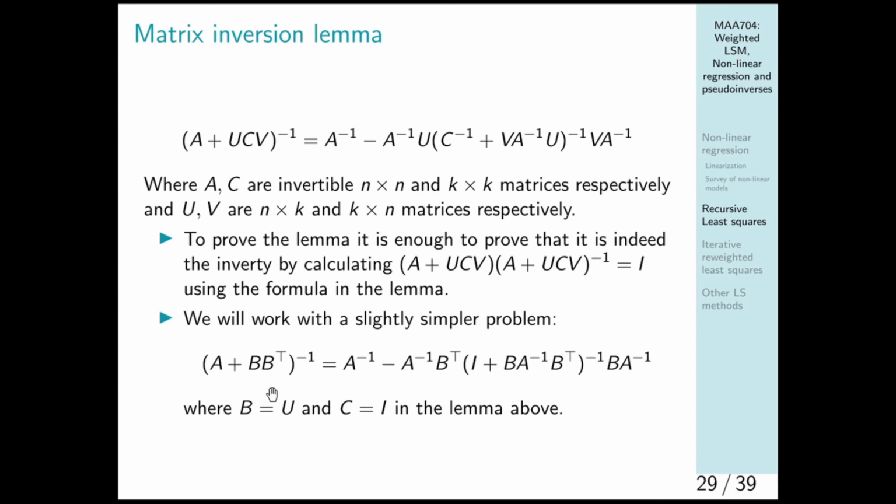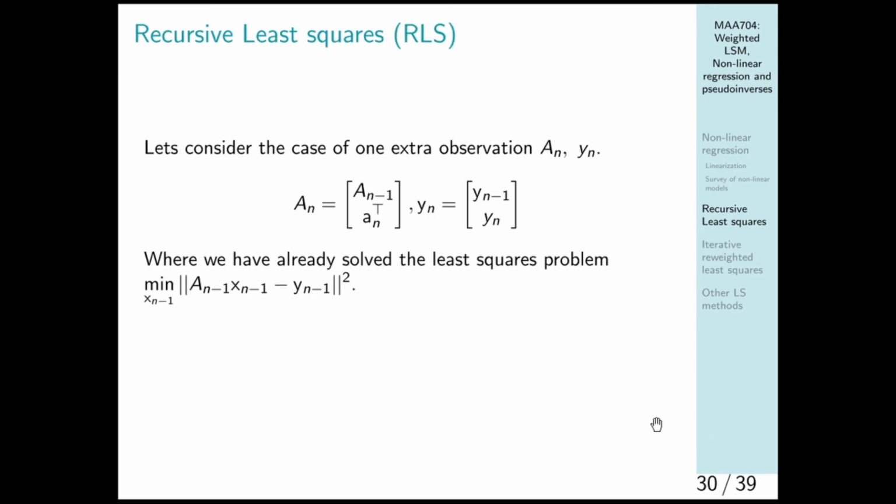Now we're going to work with a slightly simpler one. If we have B and B transposed, the role of C is played by the corresponding identity here. We have this slightly less bulky lemma over here that will help you now. So consider that we have solved this least squares problem with a data set of size n-1, and we want to expand our data. We have an extra observation. This transpose goes here.